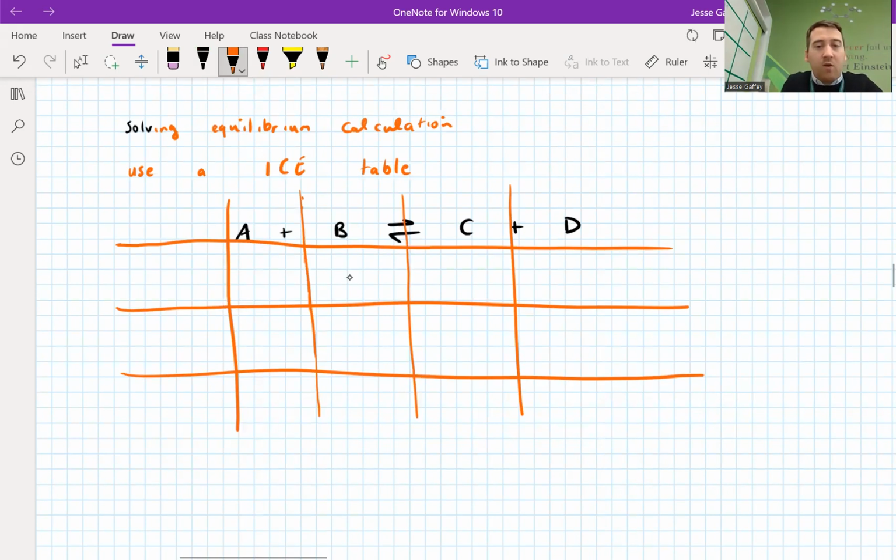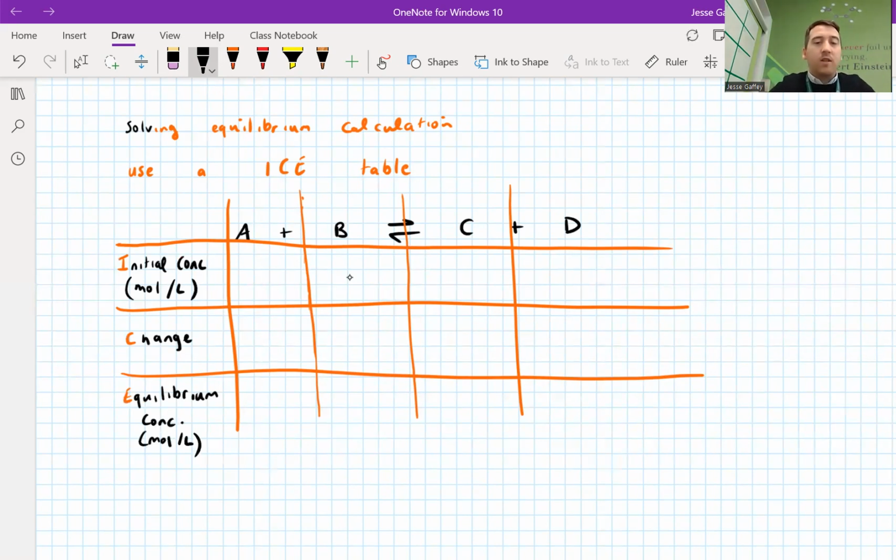Okay. So we're going to show you now what ICE means. The first letter, I, goes in the first row here. And what it stands for is the initial concentration. And of course, this has to be in moles per liter. The initial concentration in moles per liter. That's what I stands for. C stands for the change. I'm going to show you what that means when we do an example. And E stands for equilibrium concentration. Equilibrium concentration. And again, this has to be in moles per liter.